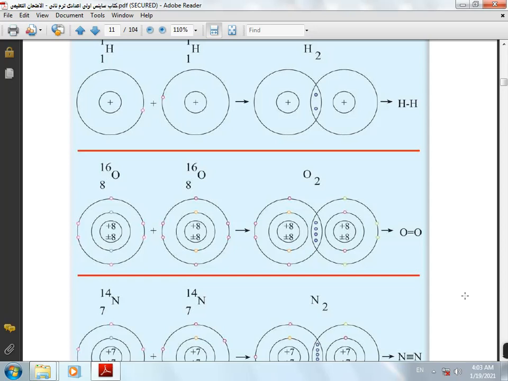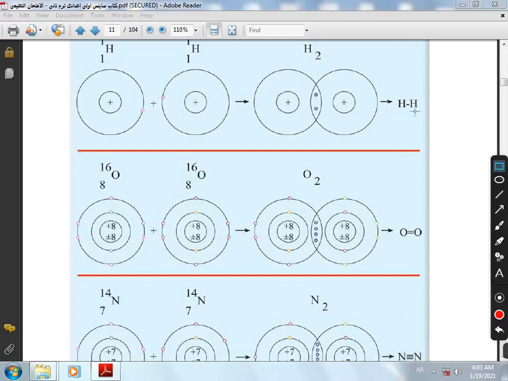If the two atoms share one electron, they form single covalent bonds. And if they share two electrons, they form double covalent bonds. And if the two atoms share three electrons, they form triple covalent bonds. Like in hydrogen molecule, single covalent bond, oxygen molecule, double covalent bond, and nitrogen molecule, triple covalent bond.